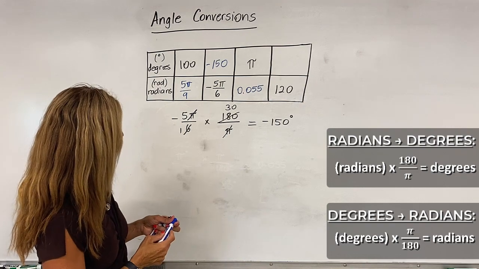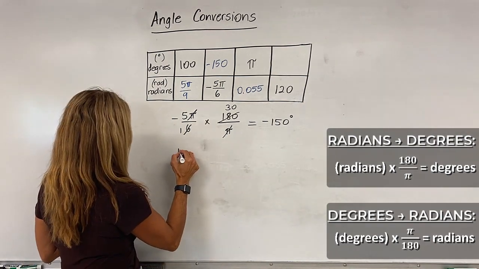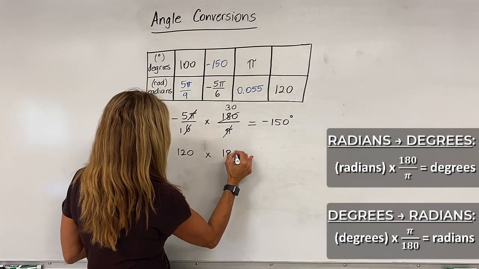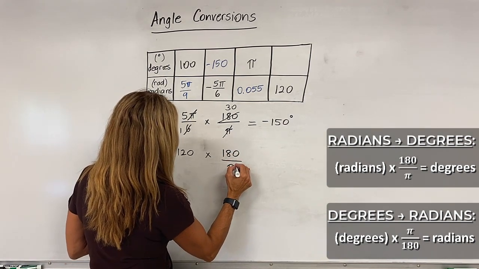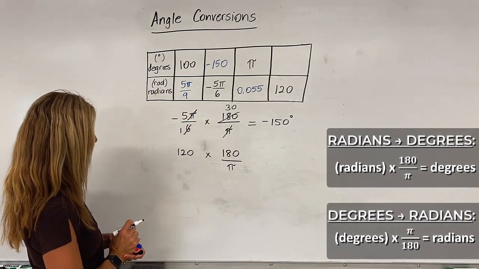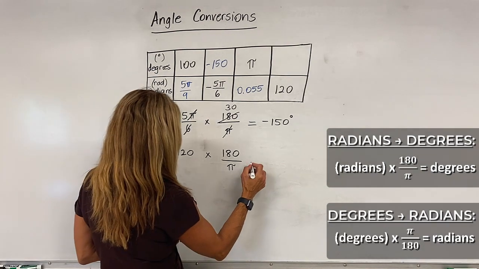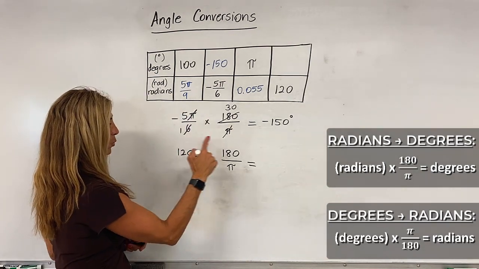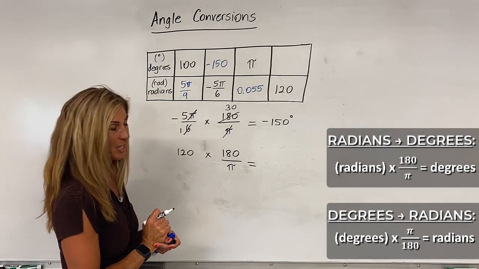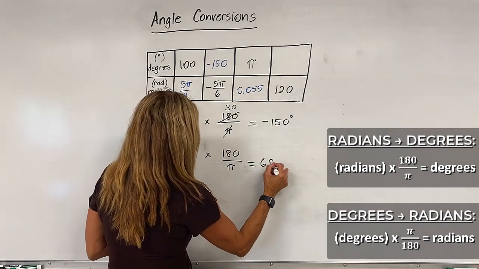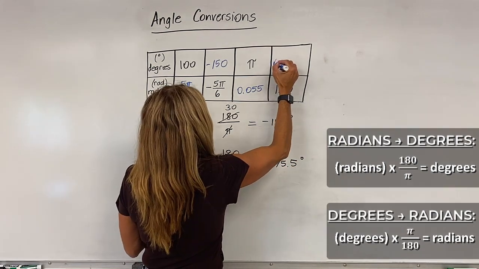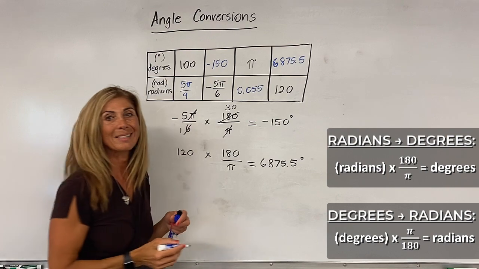Moving into our fourth column, we have 120 radians. Again, the conversion, we're going to multiply it by 180 over pi. So our radians units are canceled. This appears to be a very large value. We will end up with 120 times 180 divided by pi, which, using our calculator, is 6,875.5 degrees.